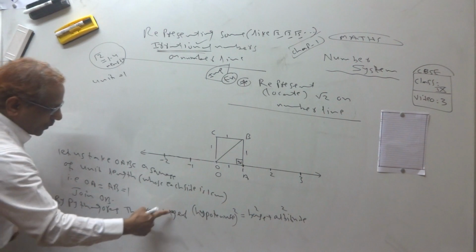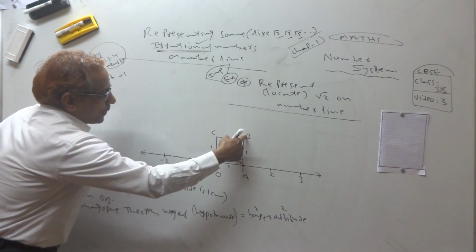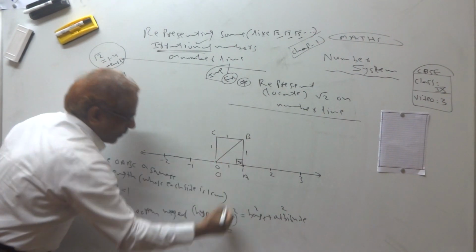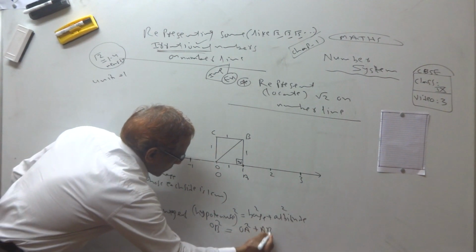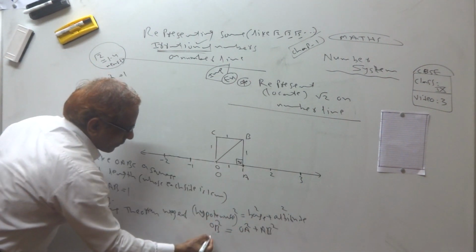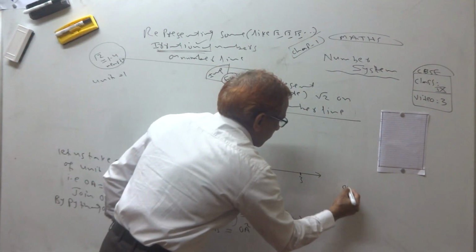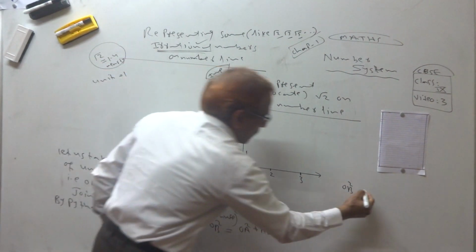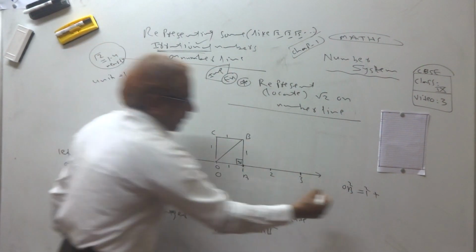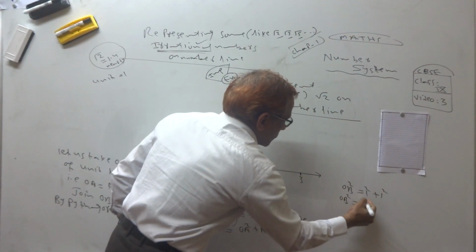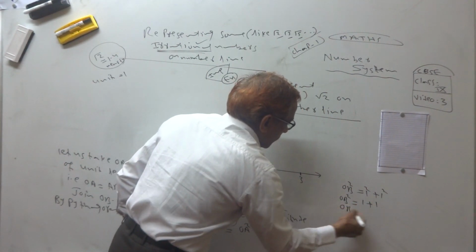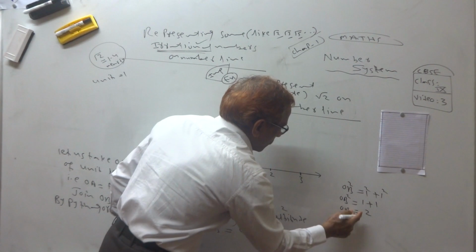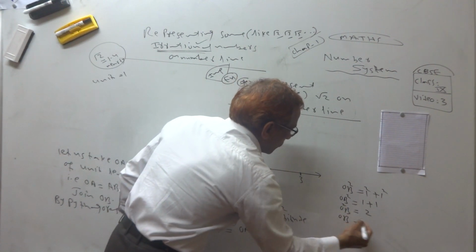So by Pythagoras theorem we get, this is OB, the hypotenuse. OB square is equal to OA square plus AB square. What is OA? OA is 1. What is AB? 1. So OB square is equal to 1 square plus 1 square, which is 1 plus 1, 2. OB square is 2. Then OB is root 2.